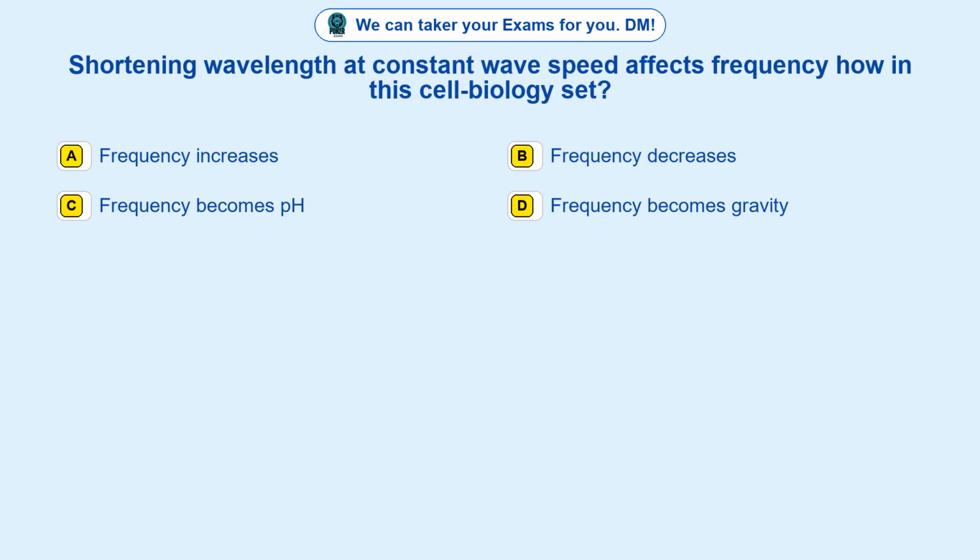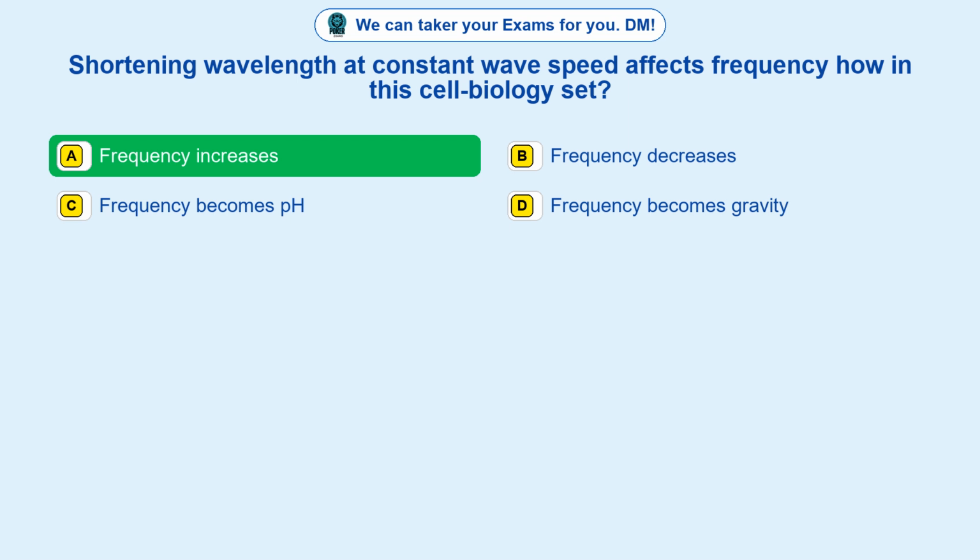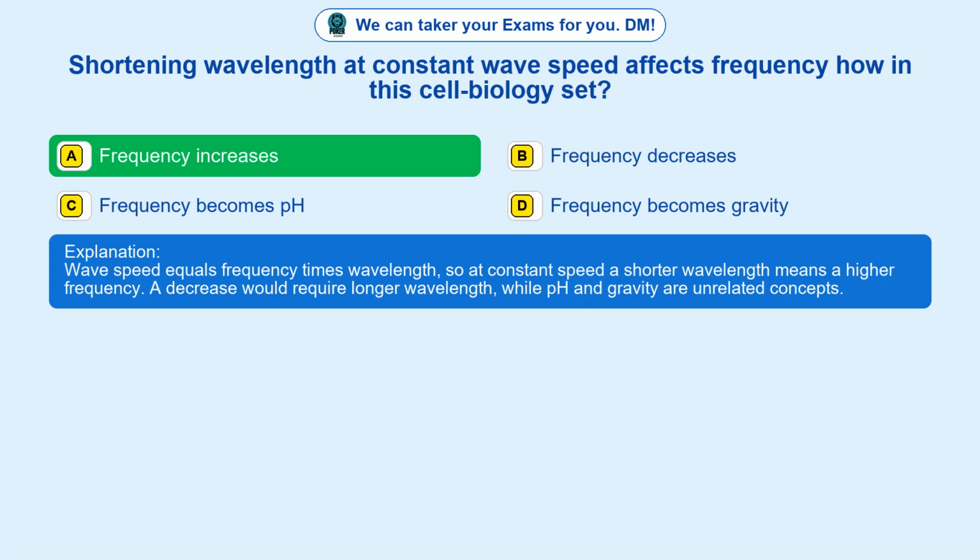Question 68. Shortening wavelength at constant wave speed affects frequency how in this cell biology set? Option A, frequency increases. Option B, frequency decreases. Option C, frequency becomes pH. Option D, frequency becomes gravity. The correct answer is option A. Frequency increases. Wave speed equals frequency times wavelength, so at constant speed a shorter wavelength means a higher frequency. A decrease would require longer wavelength, while pH and gravity are unrelated concepts.